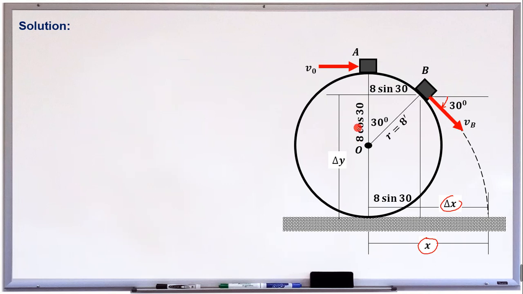So if we're going to analyze the geometry of our illustration, the delta y, which is the height of our projectile motion, is equal to the sum of the radius and 8 cosine 30 degrees. Now, we are now ready to solve for the distance x. So x, if we refer from our illustration, is equal to the sum of this length, which is 8 sine 30, and the delta x.